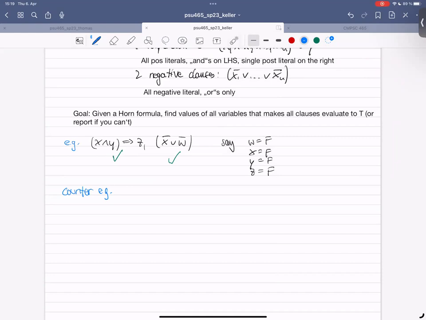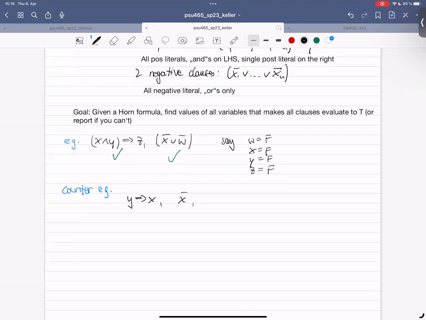So let's say we're given the following clauses: Y implies X. And we have not X as one negative clause. And we have an implication that doesn't have anything on the left-hand side. So an empty clause always evaluates to true. Looks a bit strange, but it still makes sense. So how about this? What do we do here? We can start with the same idea. We can start by setting X to false.